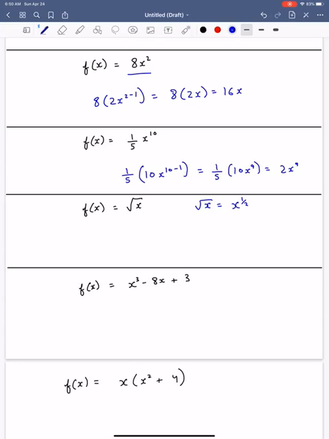So x to the power of 1 over 2, you basically bring 1 over 2 down, multiply that by x, and then minus 1 from 1 over 2, which would bring negative 1 over 2. You can write this as 1 over x to the power of 1 over 2, which will be 1 over 2 square root x.